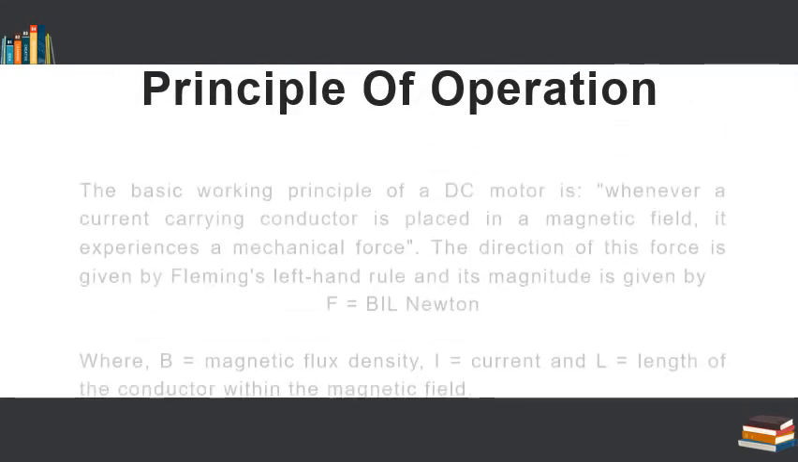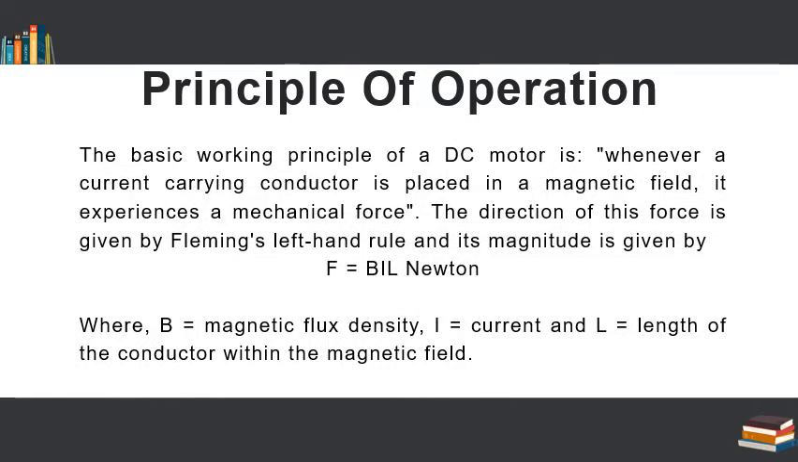So the basic working principle of DC motor is whenever a current carrying conductor is placed in a magnetic field, it experiences a mechanical force. The direction of this force is given by Fleming's left-hand rule, and its magnitude is given by F equals BIL, where B is the magnetic flux density, I is the current, and L is the length of the conductor within the magnetic field.